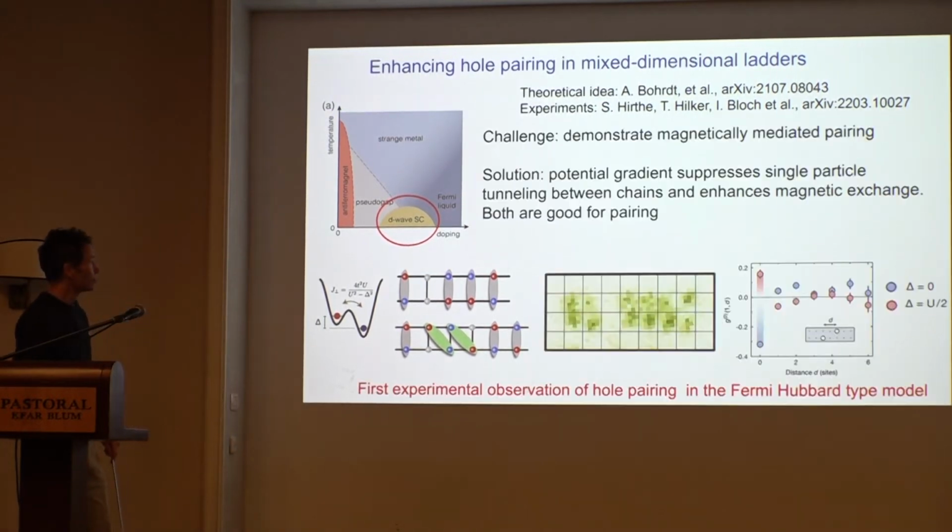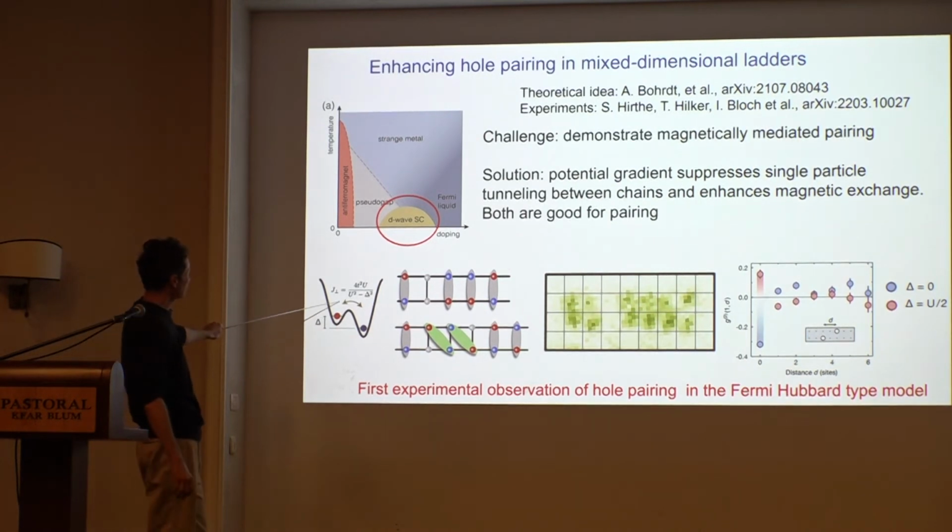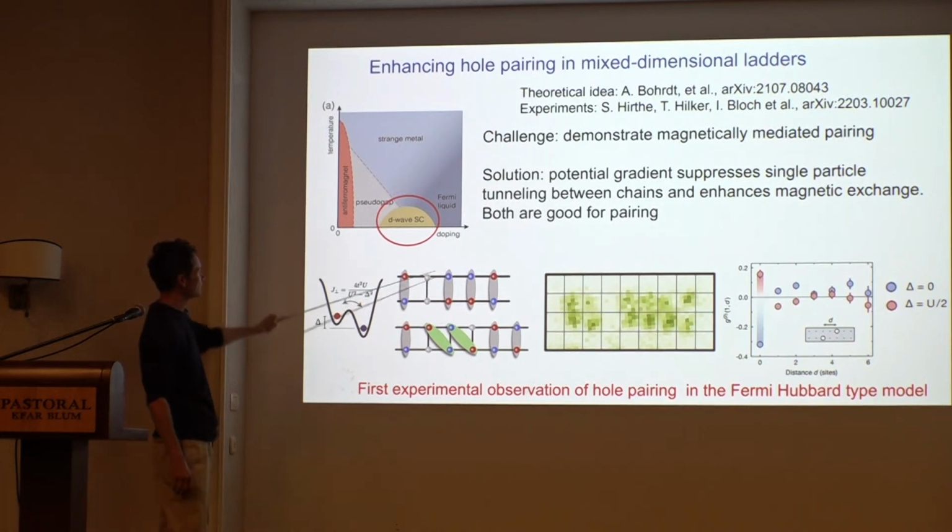And so what was realized by Nadav and Fabian was that what one can do is actually apply a bias potential, have a different, if you wish, energy for the upper chain versus the bottom chain. And this achieves two results. If this bias is particularly strong, then actually holes cannot tunnel. Single particle tunneling is suppressed.